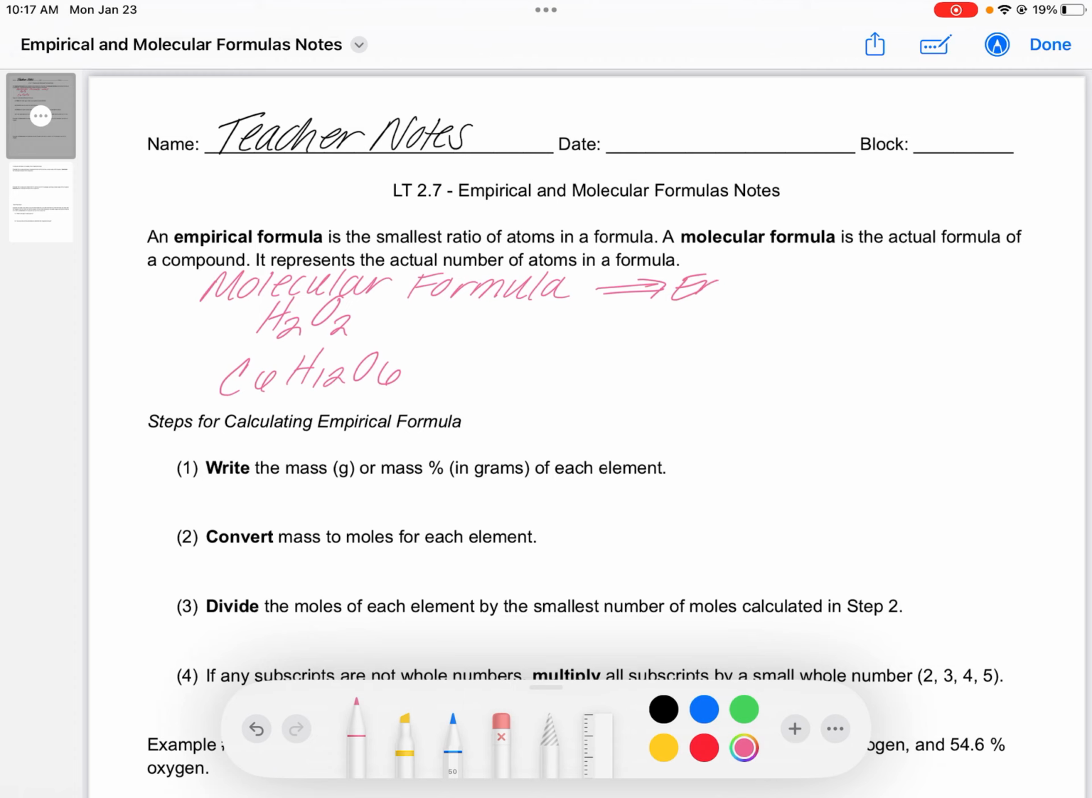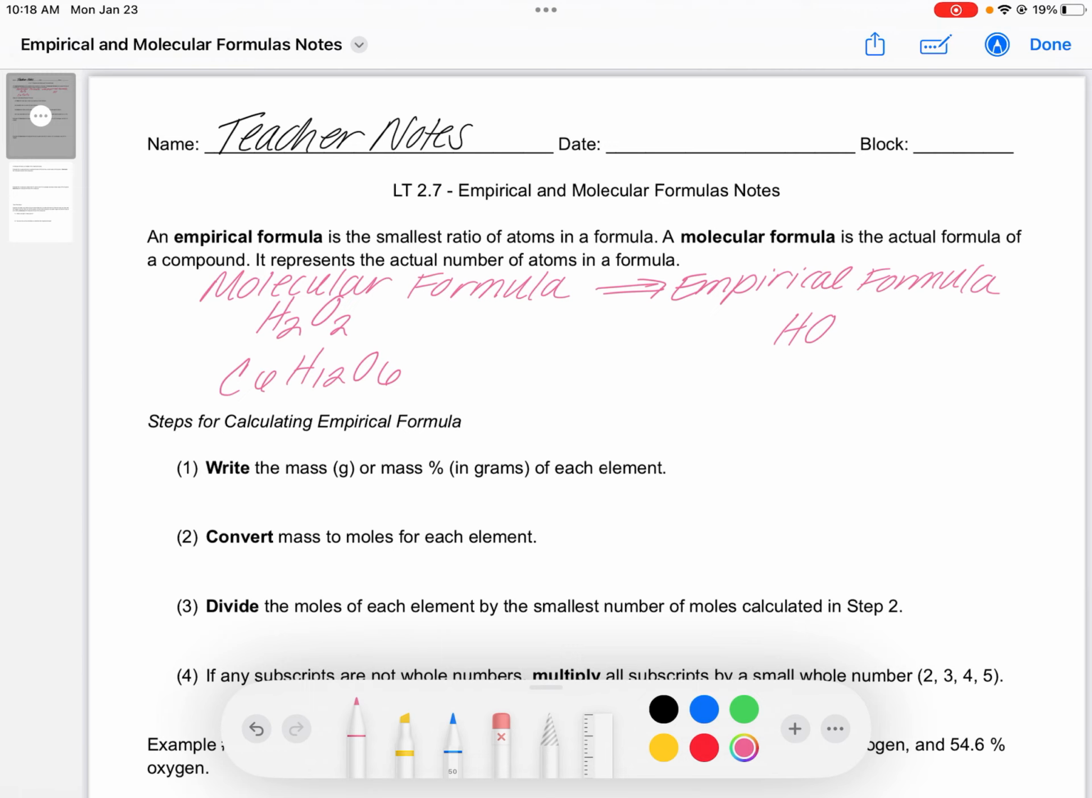This is in contrast to something called the empirical formula. The empirical formula shows purely the ratio of atoms in a formula. So when we look at hydrogen peroxide, H2O2, there are 2 hydrogens and 2 oxygens in that chemical formula. But the ratio of hydrogens to oxygens is just 1 to 1. So we would write the empirical formula as just HO.